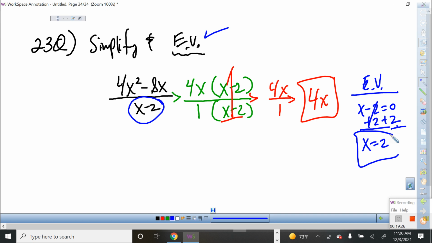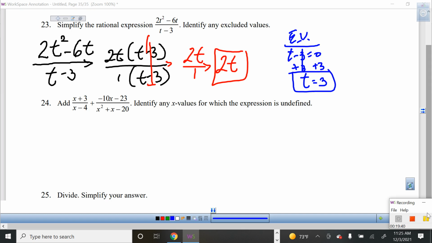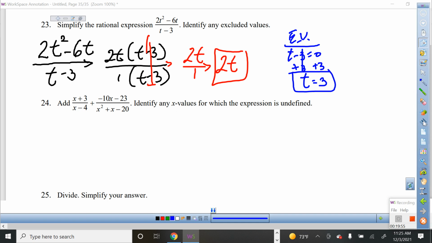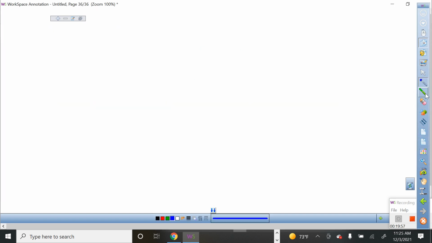All right, do number 23 by yourself in the study guide, please. All right, check your work on the screen. 2t, hands up if you got that. Okay, and excluded value, t equals 3. Okay, we good, yeah? Let's go to the funner ones, yeah? On your blank sheet of paper, copy this. Number 24.